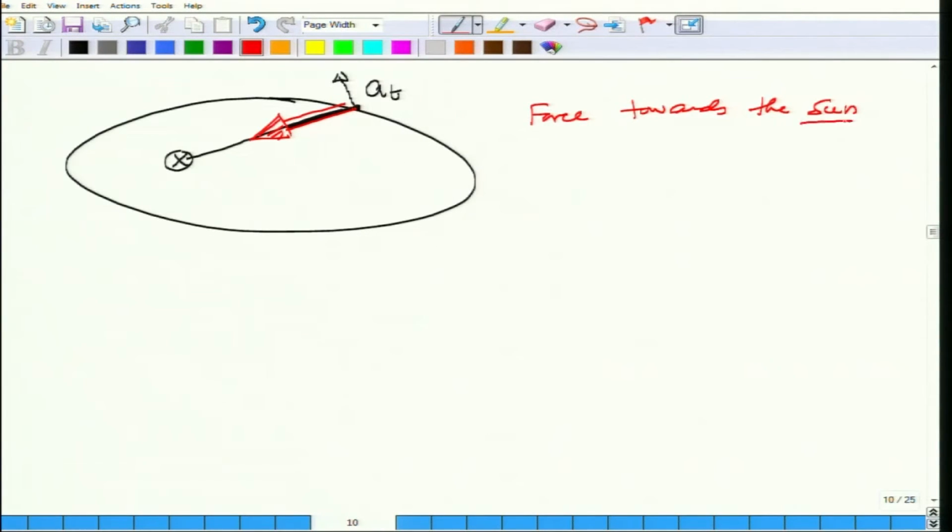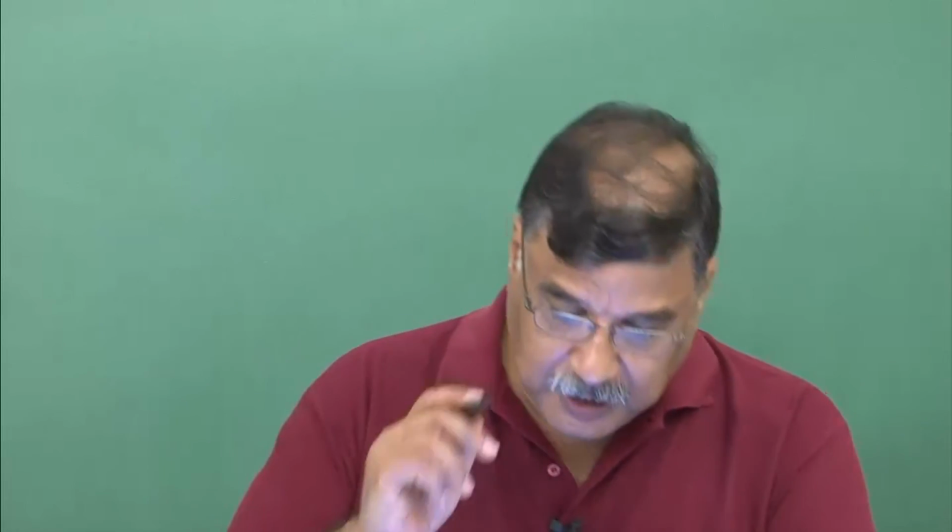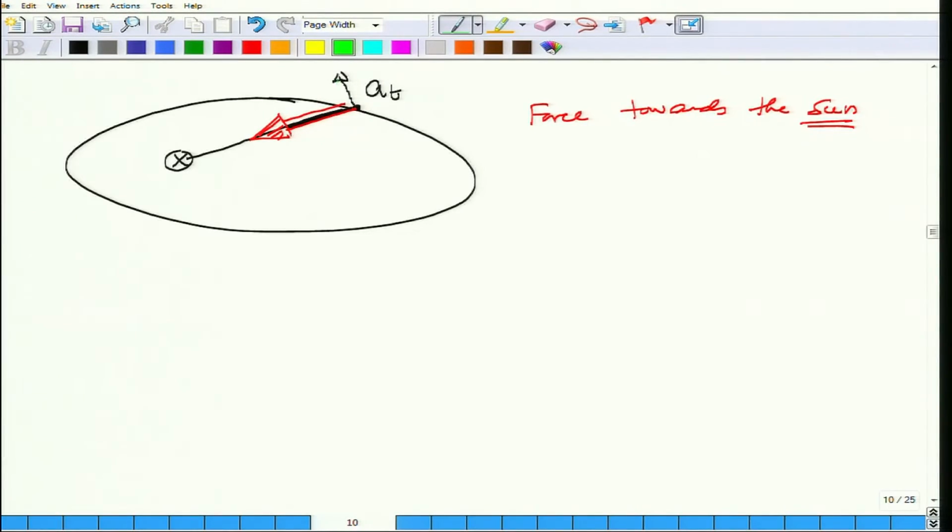So you see how important Kepler's law is, and when we analyze it using planar polar coordinates, how immediately it gives us information. I again emphasize, keep in mind the tangential acceleration is not along the orbit but perpendicular to the radius. I have shown it in green here. Okay.